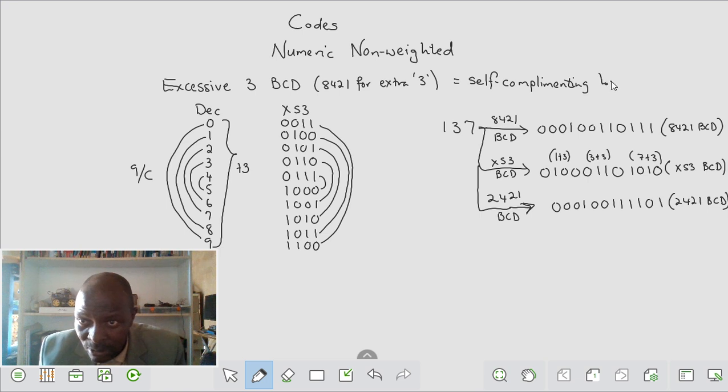So the excess-3 is self-complementing, but non-weighted. So if you ask for an example of a code that is self-complementing but non-weighted, you've got your XS3.